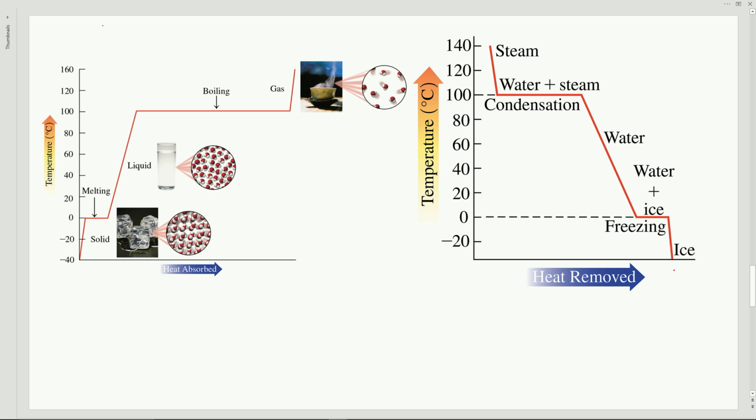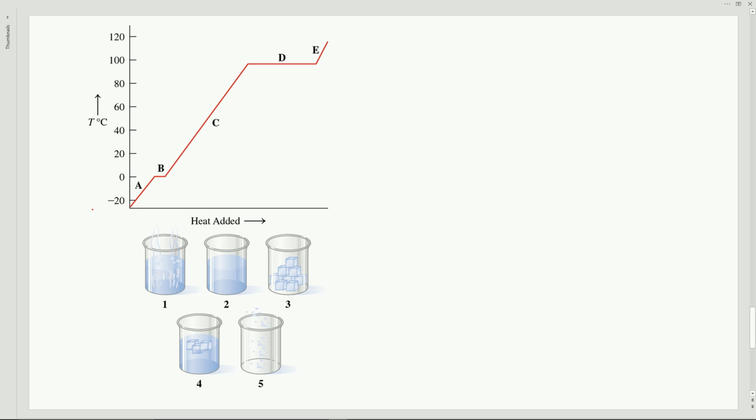Okay, so just remember areas on this graph: where it's a solid, where it's a liquid, and where it's a gas, and at what point indicates melting and boiling. So now we're going to look at a heating curve and see if we can place all of these cups and match them to the letters.